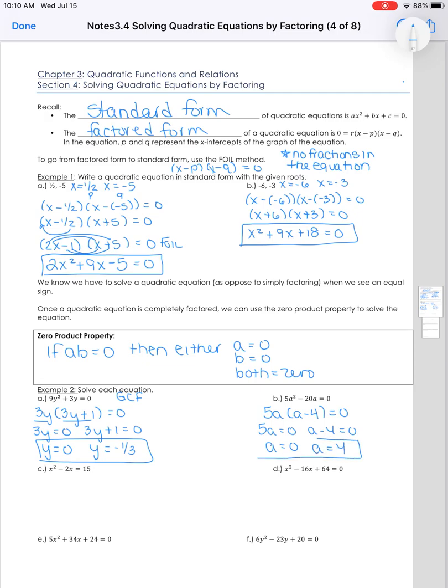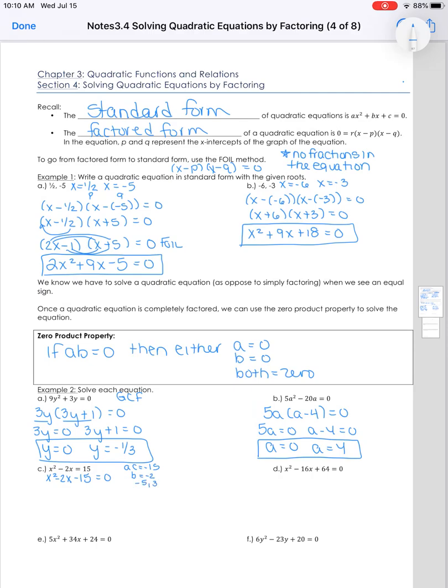For b, I'm going to take a 5a out. I get an a minus 4. And again, I'm going to take the two parts and set them equal to 0. So I get a equals 0 and a equals 4. And those are two answers. Usually you can match it: the exponent value is equal to how many solutions you have. So for these, they're all quadratic, so anticipate having two answers.